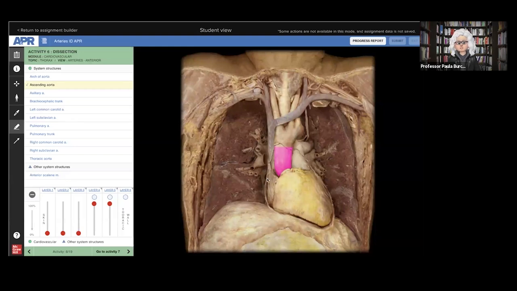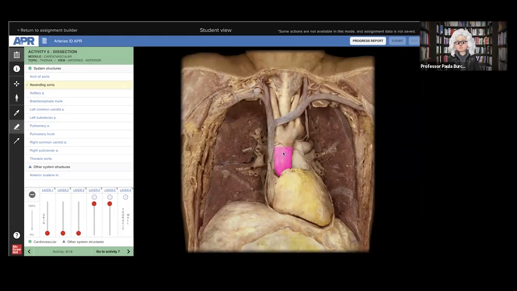And the heart, remember, the outermost covering of the heart is the fibrous pericardium. So you can see that right here. This right in here, you should know that as the left ventricle. This is the right ventricle. And remember, that's going to be the right auricle that's part of the right atrium.